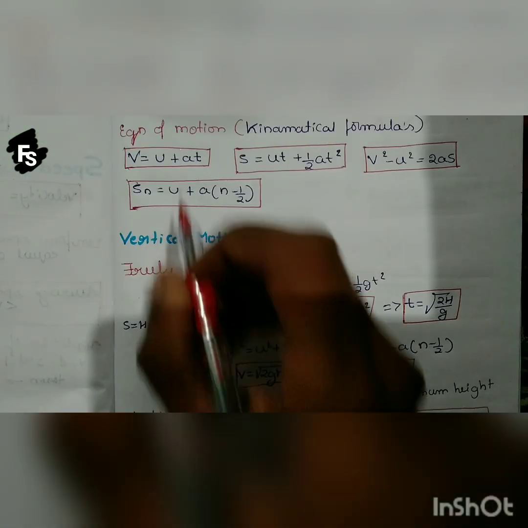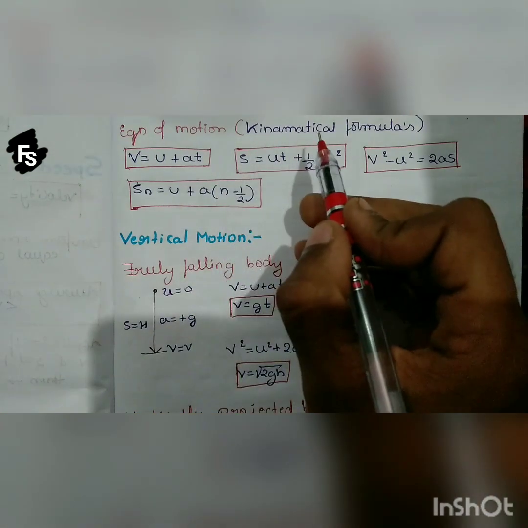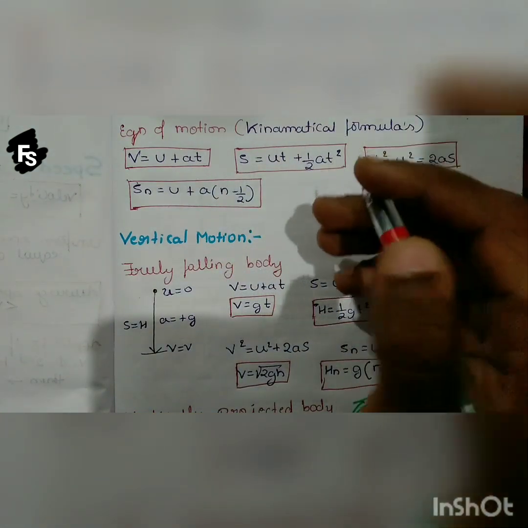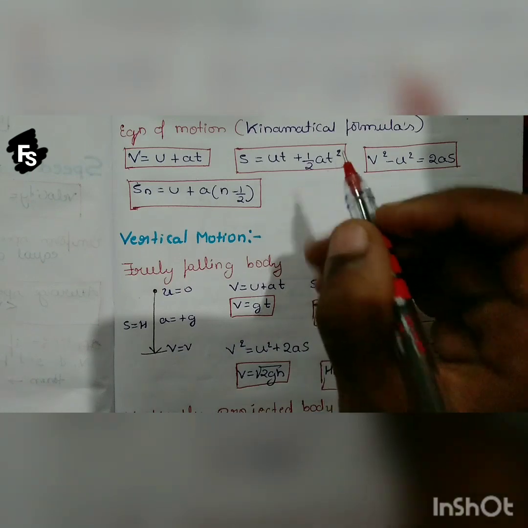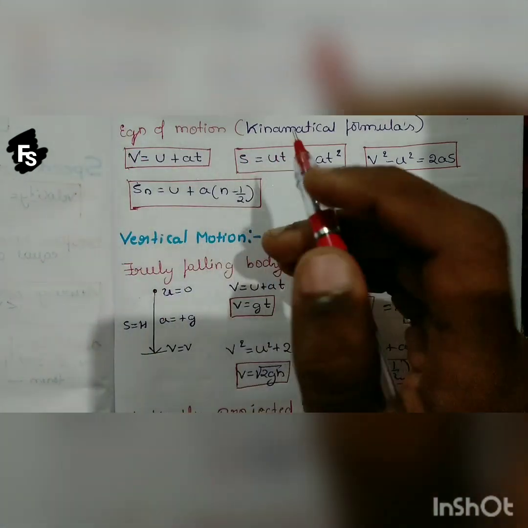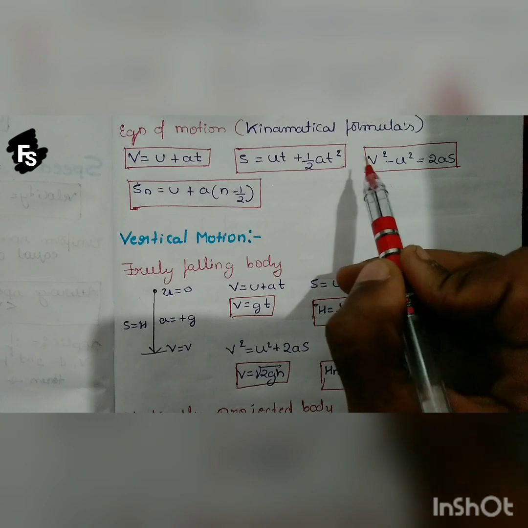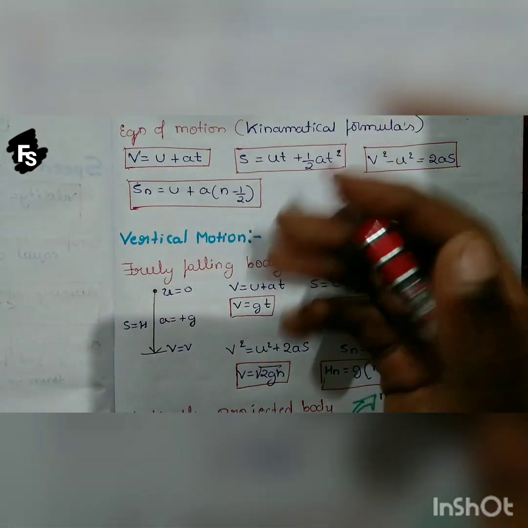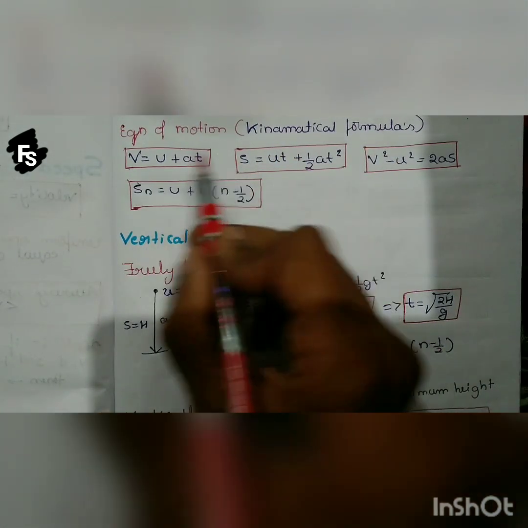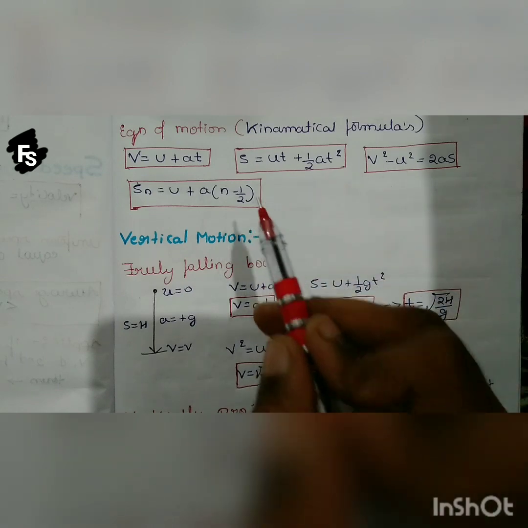Then we move on to equations of motion. They are also known as kinematical formulas. It is a very important concept of motion in a straight line. The majority of problems are asked using these formulas. We can solve major problems by using these formulas. So these formulas are very important and you just have to remember them.